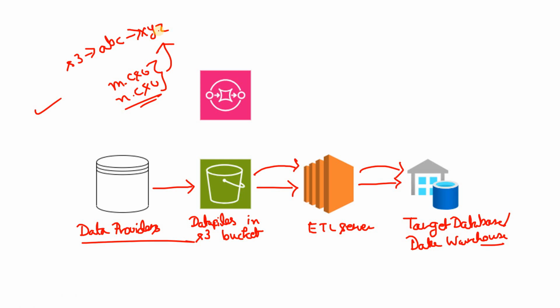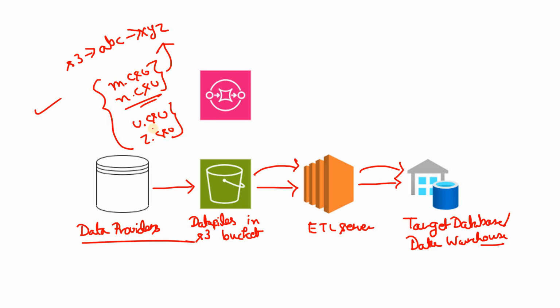Now suppose in that same XYZ folder, two more files came, v.csv and maybe z.csv. Now all four files are available in the XYZ folder location, but our ETL job has already processed and loaded the M and N CSV files, and only V and Z need to be processed. It need not process the M and N CSV files again in its next run. So how do we differentiate which files are already processed and which are not?